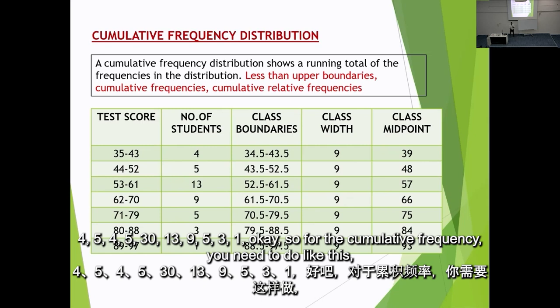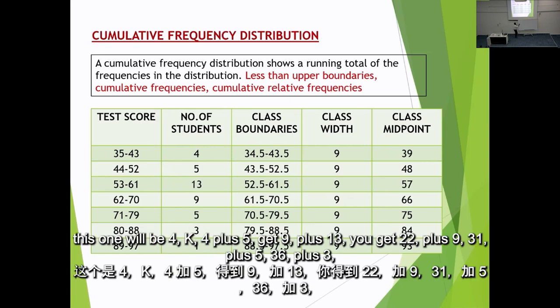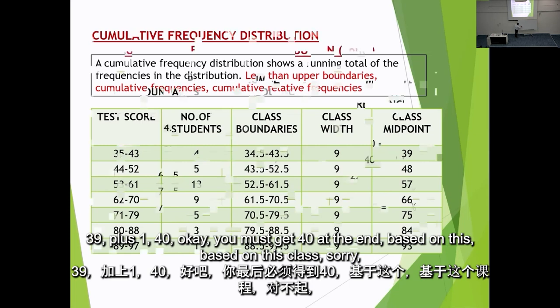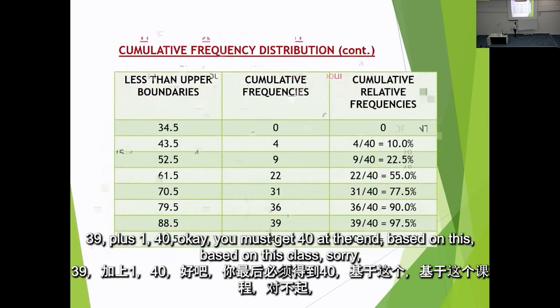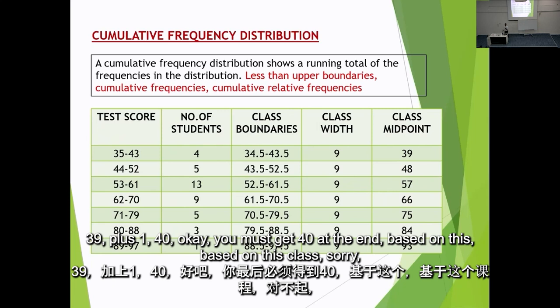For the cumulative frequency, you need to do it like this. This one will be 4. 4 plus 5, you get 9. Plus 13, you get 22. Plus 9, 31. Plus 5, 36. Plus 3, 39. Plus 1, 40. You must get 40 at the end.